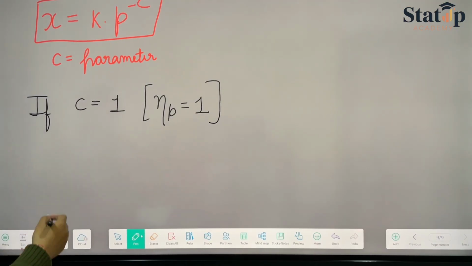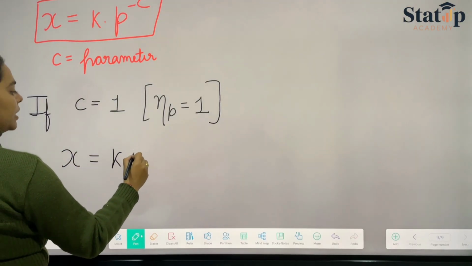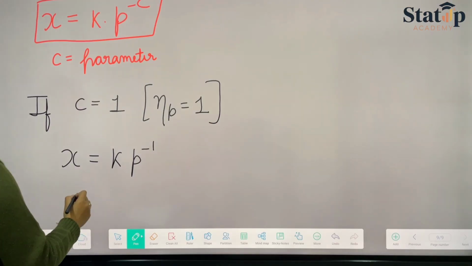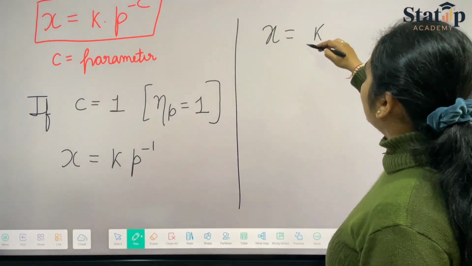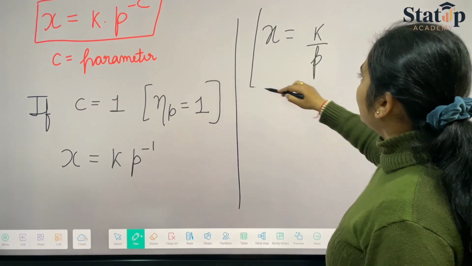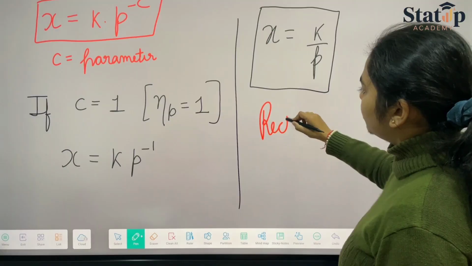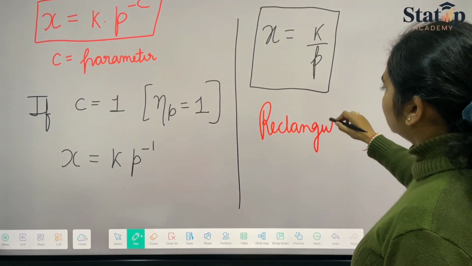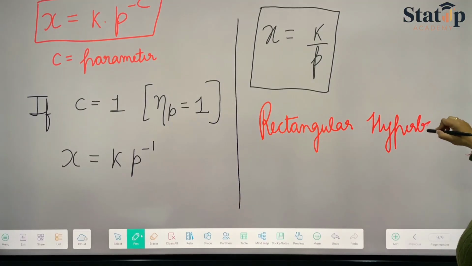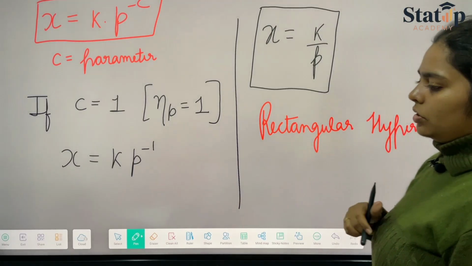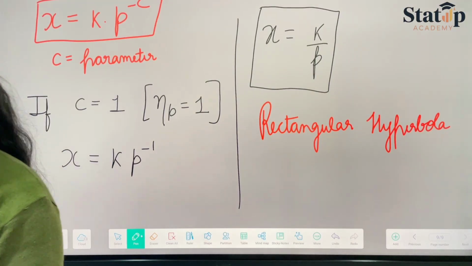So when it is at unit elasticity, we get the equation as x equals k p raised to the power minus 1, or we can write it as x equals k upon p. Whenever we get this kind of equation, we get the equation of a rectangular hyperbola. This is the equation of a rectangular hyperbola. Now, what are rectangular hyperbolas?